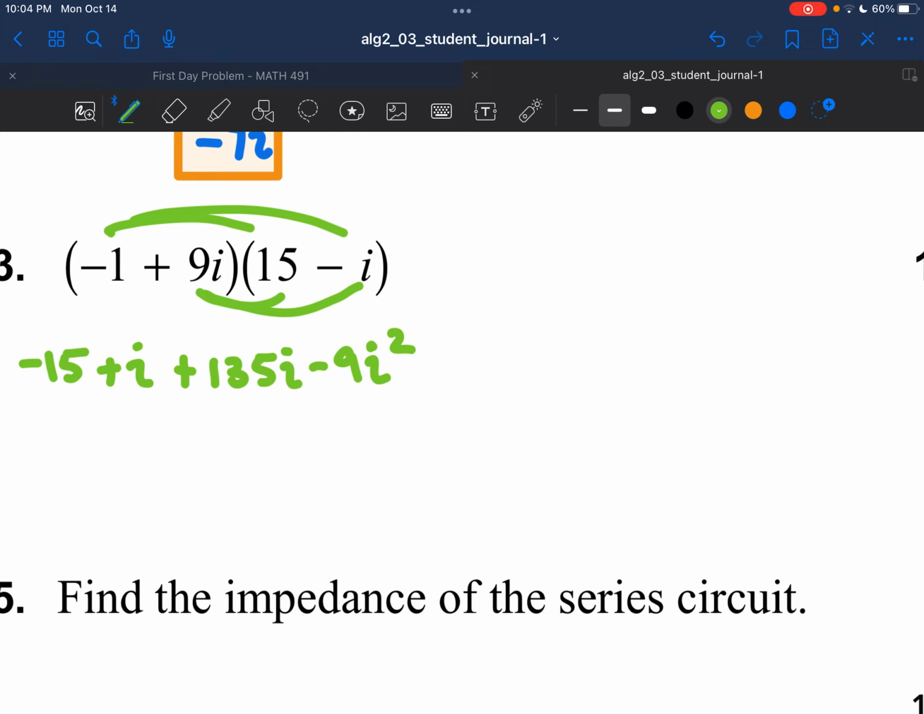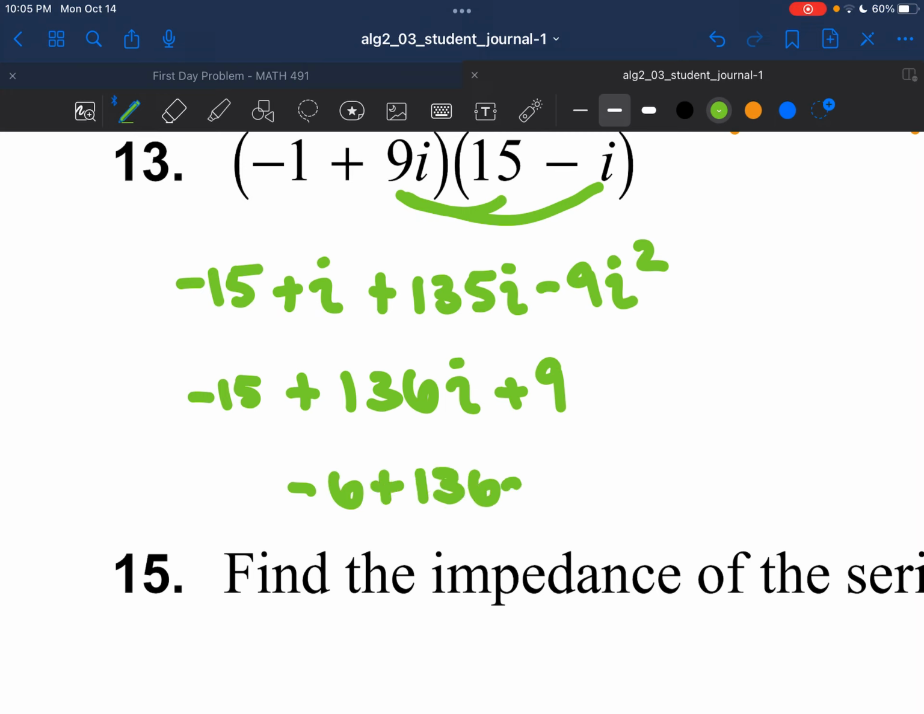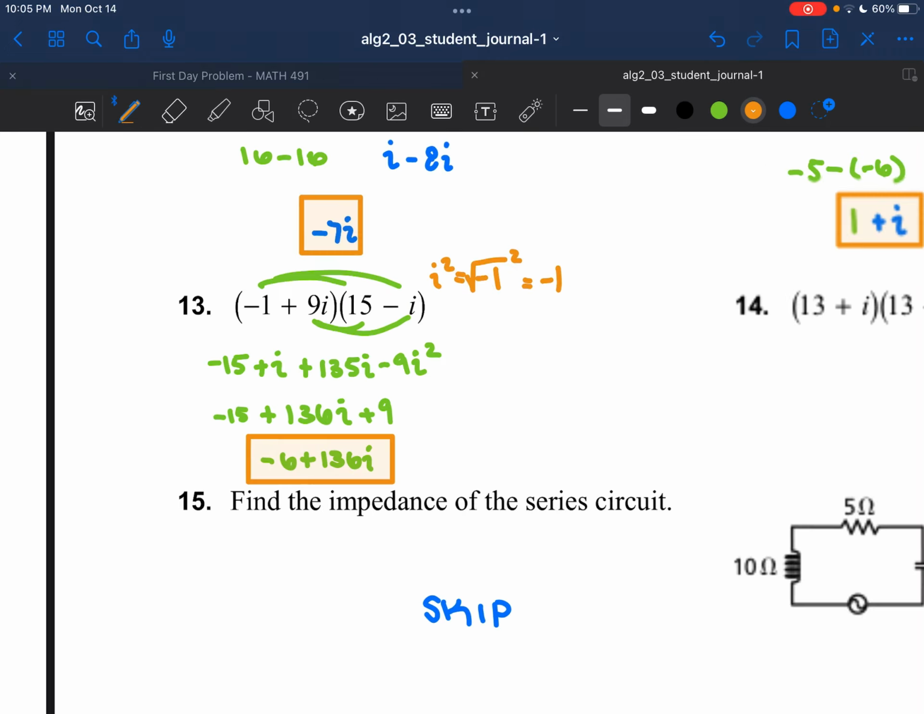And remember that the square of i, so let me write this here, i squared is the same thing as negative 1. Okay? So let's go ahead and write this out. So when we combine our like terms, this will be negative 15 plus 136i plus 9, because negative 9 times negative 1 is positive 9. Add that to negative 15. That's negative 6 plus 136i. And that is it for that one.